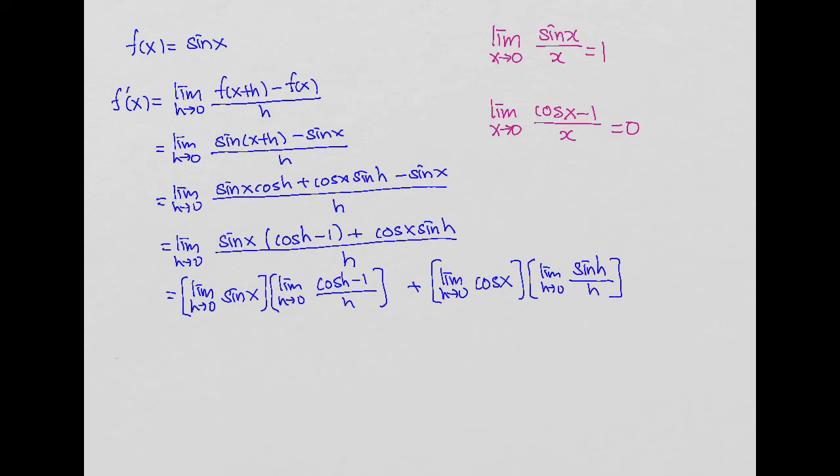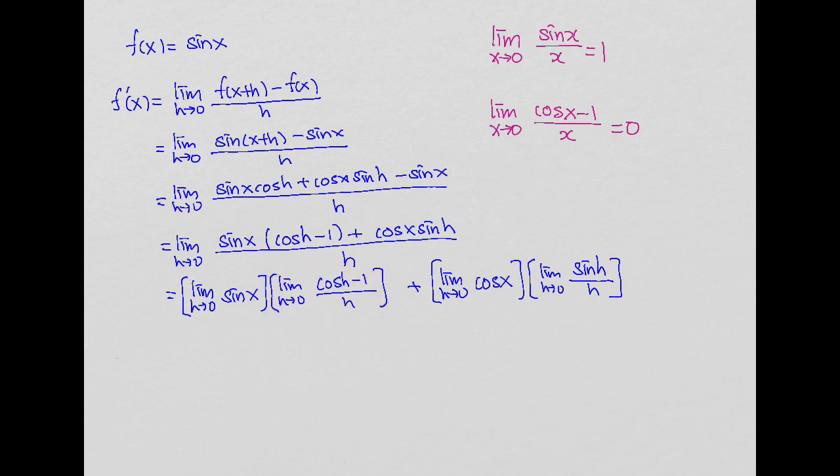So now let's take a look. If I replace the x with the h, that will be the limit as h approaches 0 of sine h over h. That will be a 1. That means this square bracket will be a 1. Next one, if I replace x with h, then you have the limit as h approaches 0 of cos h minus 1 divided by h, which will be 0. That means this square bracket here will become a 0.